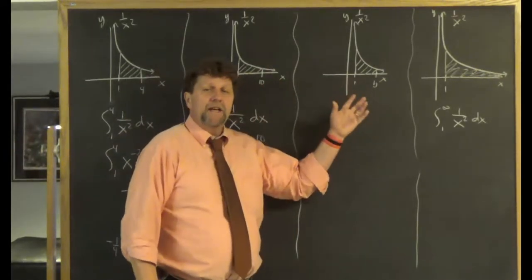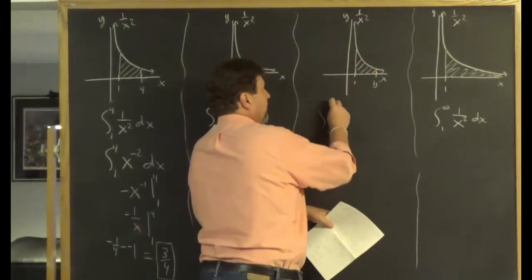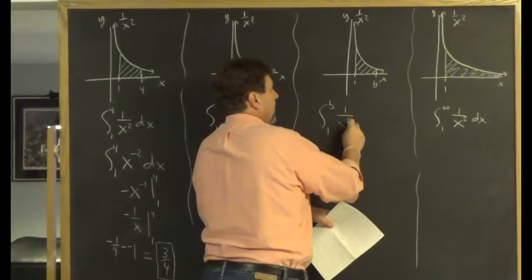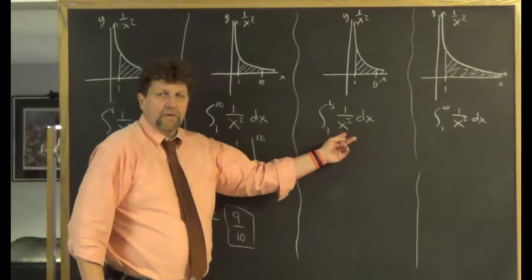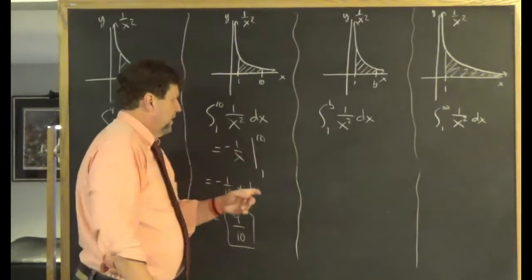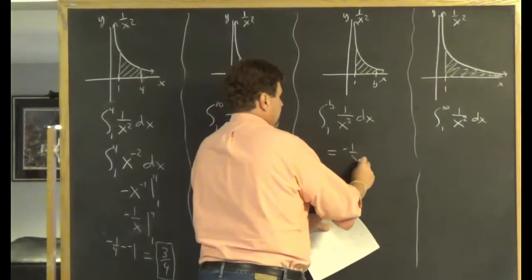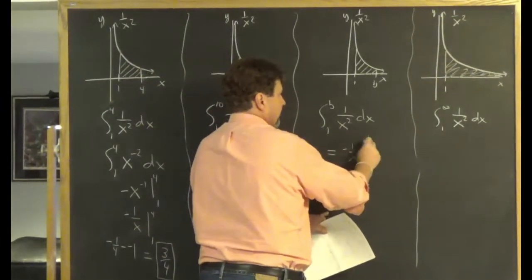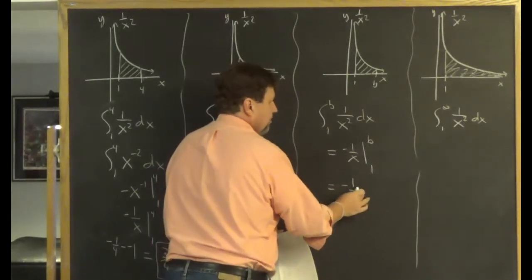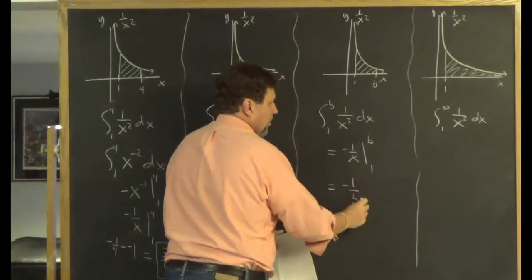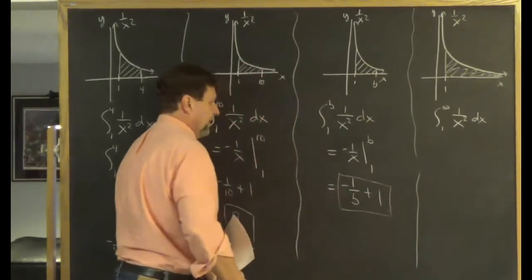We can write a definite integral to find that area. It's just the integral from 1 to b, 1 over x squared dx. We know the antiderivative for 1 over x squared. It's negative 1 over x. So we have negative 1 over x evaluated from 1 to b. So that gives us a negative 1 over b minus negative 1. So that's negative 1 over b plus 1.